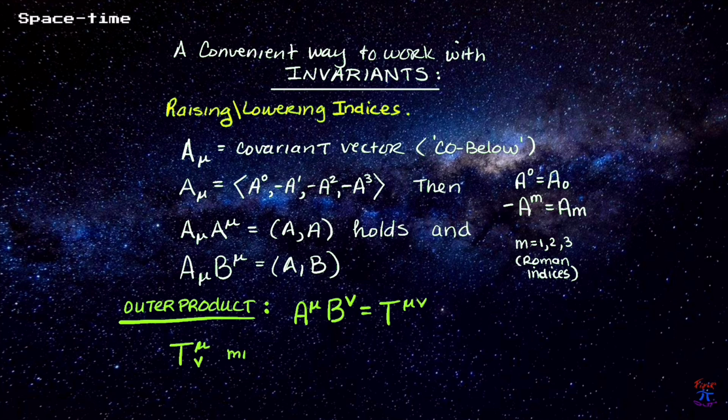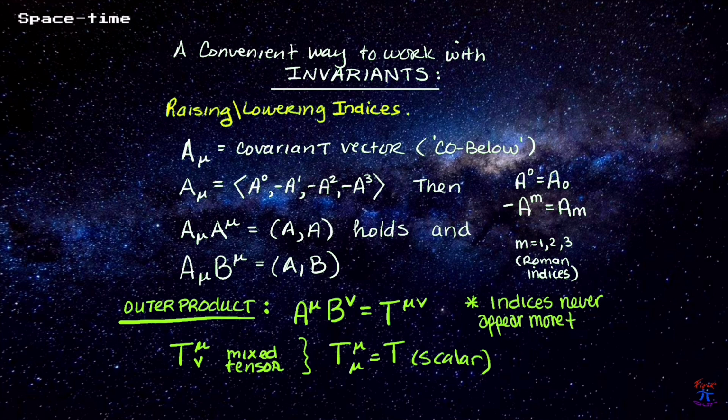Now, if we construct the outer product, creating a tensor of rank 2, or a mixed tensor, then we can create a scalar by setting the indices upstairs and downstairs equal to each other. Indices should never appear more than once in a term.